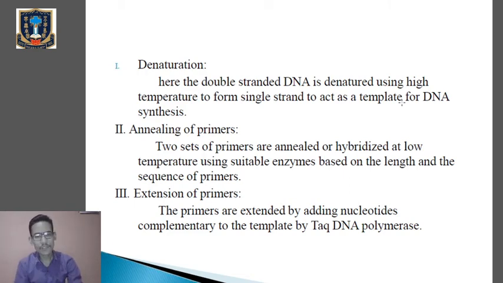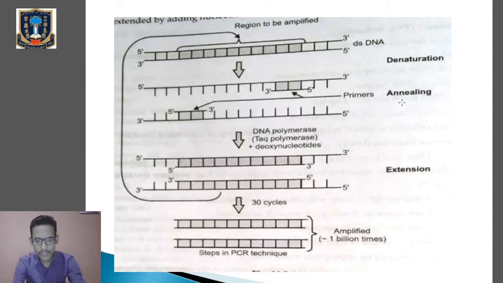So during denaturation, the double-stranded DNA will be denatured using high temperature to form single-stranded DNA, which will act as the template DNA. Okay. So during denaturation, look at the figure. This is the first step. What is going on? The double-stranded DNA. You can see over here, this is the double-stranded DNA.